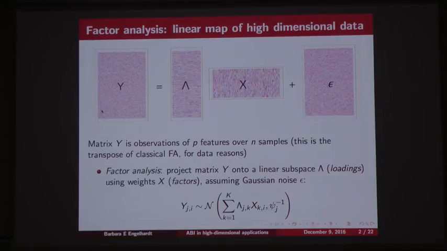Again, the factor analysis model projects matrix Y onto a linear subspace. In this case, that linear subspace is lambda, using weights X, which we're going to call factors, and we're going to assume Gaussian noise epsilon. The residual variance is going to be specific to each of the P features.